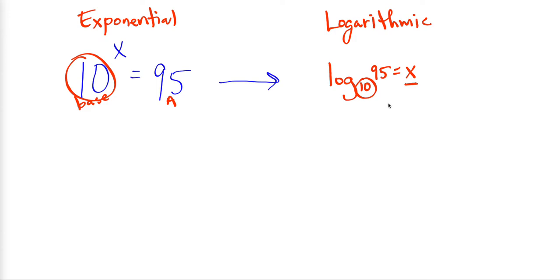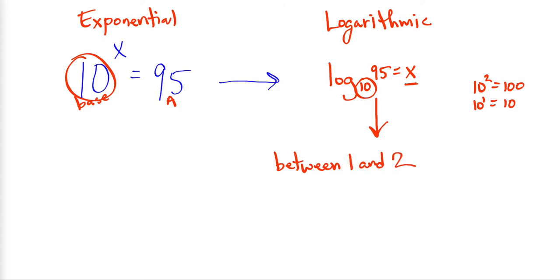Okay, now I just had you type in log of 100, which was kind of a spoiler, so you already know this answer. We're trying to approximate what the answer to this should be. So 10 to what power would be 95? We know 10 squared is 100. And we know that 10 to the first is 10. So the answer to this should be between 1 and 2. And that's because the 95 is between 10 to the first and 10 to the second.